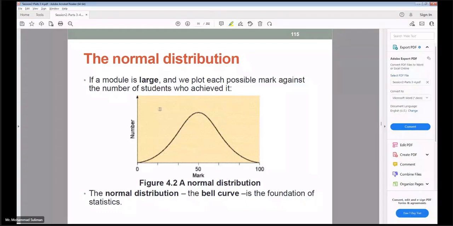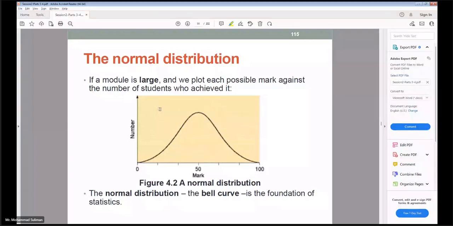For example, take student marks. If a module is large and we plot each possible mark against the number of students who achieved it, the normal distribution will be a bell curve. So in the case that the module is large and has a good number of students, the curve we are expecting is a normal distribution, which is a bell curve.